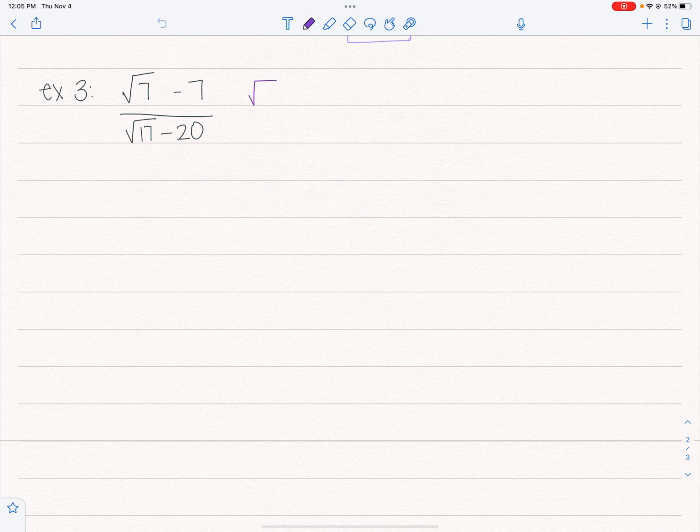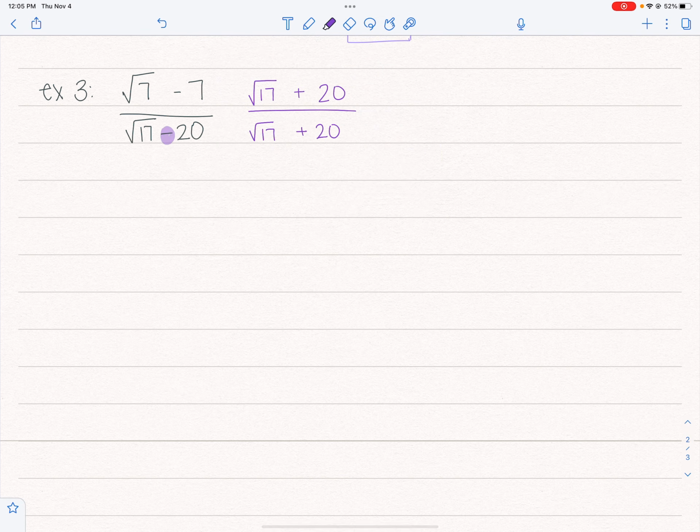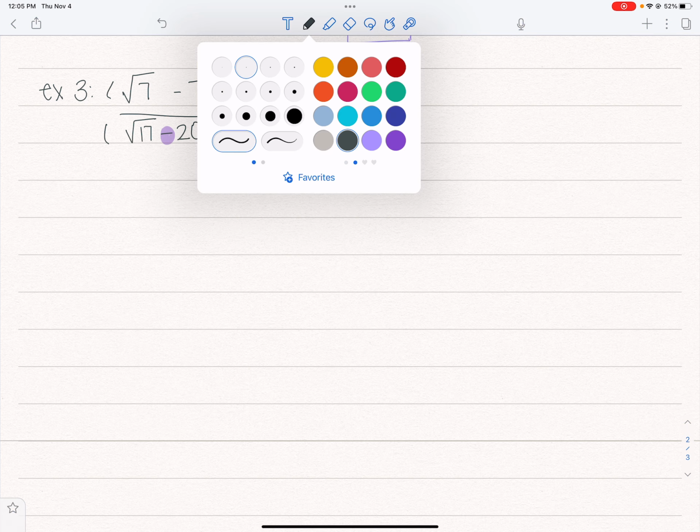The conjugate is going to be the opposite sign of the denominator, so square root of 17 plus 20. All I did was look at that denominator, the sign was subtraction, and so the conjugate is going to be the same except addition. I'm now going to multiply the top and the bottom. And because I have binomials times binomials, I'm going to FOIL both the top and bottom.